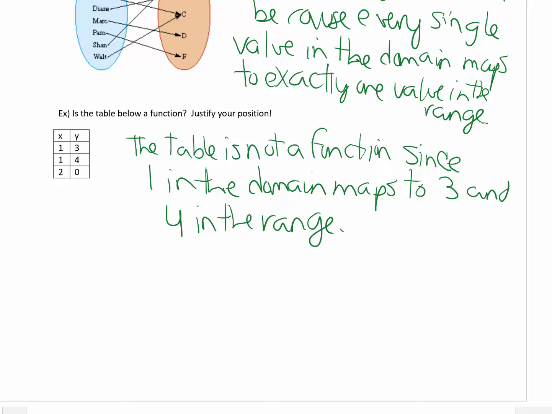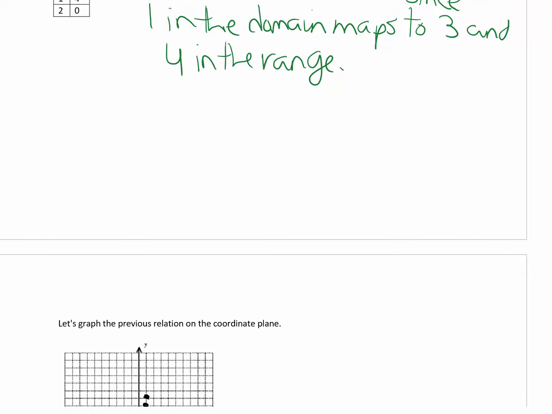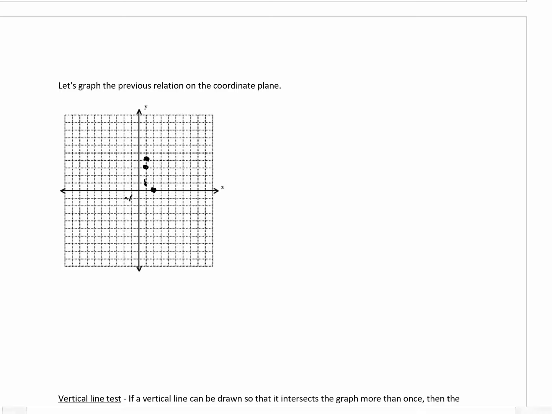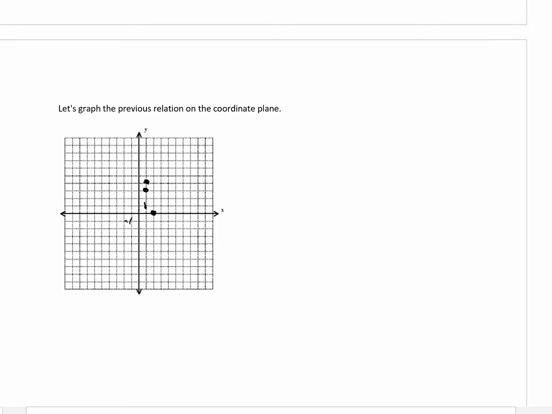Okay, so what I would like to do now is plot those 3 points from the previous example. Here's 1, 3, here is 1, 4, and here is 2, 0. Now remember, we said this was not a function because 1 maps to both 3 and 4 in the range. So that's these 2 points here. Well, what type of line actually can be connected between the two? Well, it's clear it can be a vertical line.